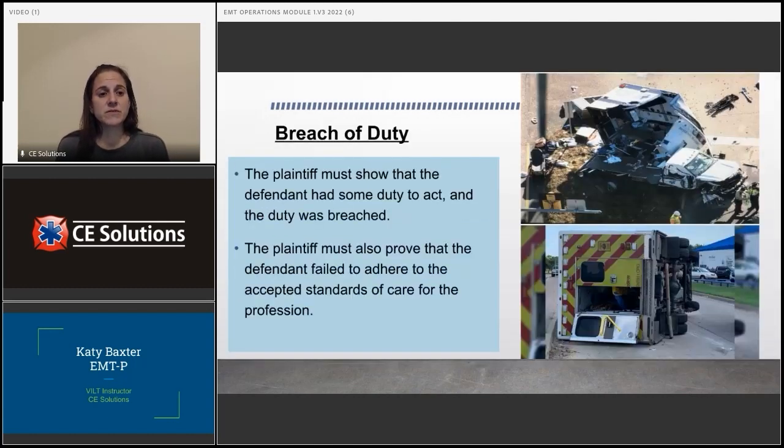A breach of duty. The plaintiff must show that the defendant had some duty to act, and it was breached. It was not done. The plaintiff must also prove that the defendant failed to adhere to acceptable standards, the accepted standards of care for that specific profession.